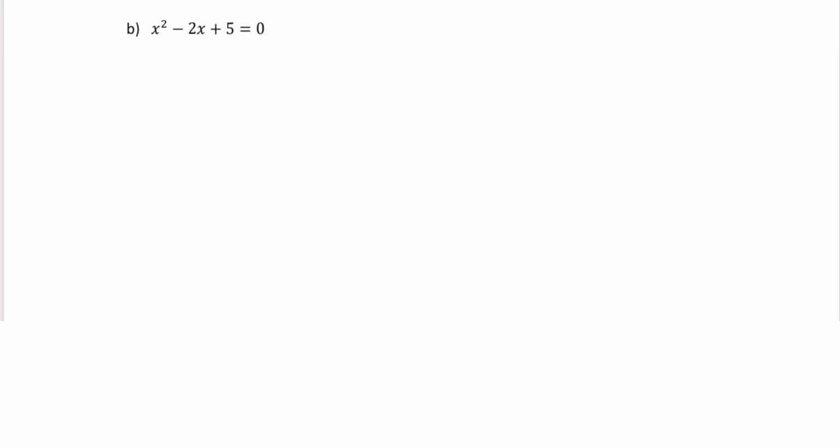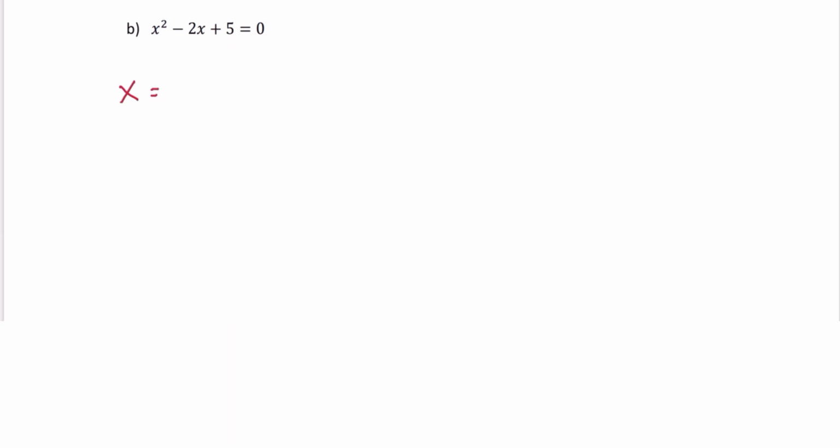In our next example, again, we want to solve this. Notice that factoring is not going to work here. There are no two numbers that multiply to 5 and add to negative 2. So we're left with either completing the square or the quadratic formula.